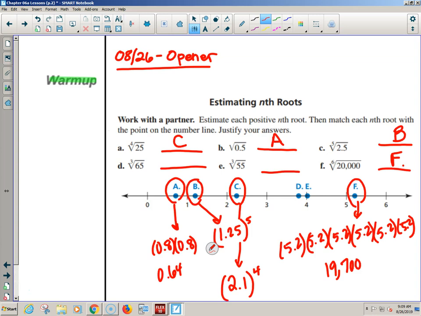Or we can multiply 2.1 times 2.1 times 2.1. Did it end up being about 25? Yeah, that was a good match. How about lowercase d? Who has a match for me for lowercase d?